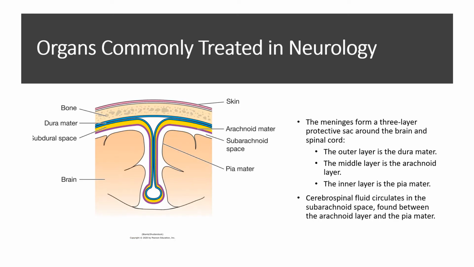The meninges form a three-layer protective sac around the brain and the spinal cord. The outer layer is the dura mater, the middle layer is the arachnoid layer, and the inner layer is the pia mater. Cerebrospinal fluid circulates in the subarachnoid space found between the arachnoid layer and the pia mater.